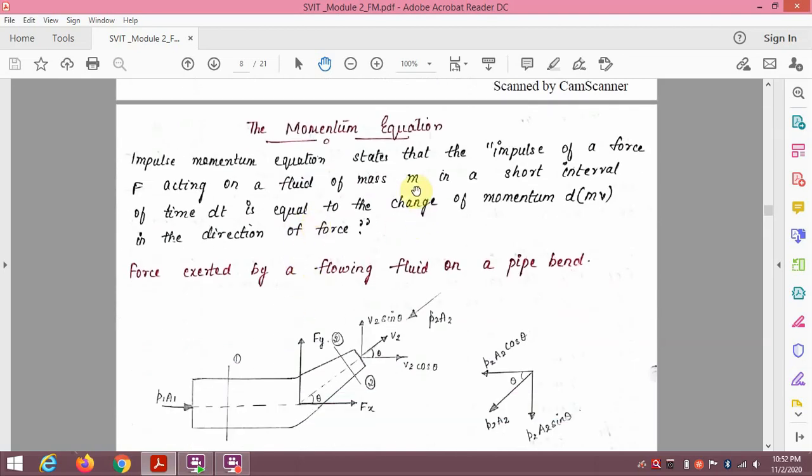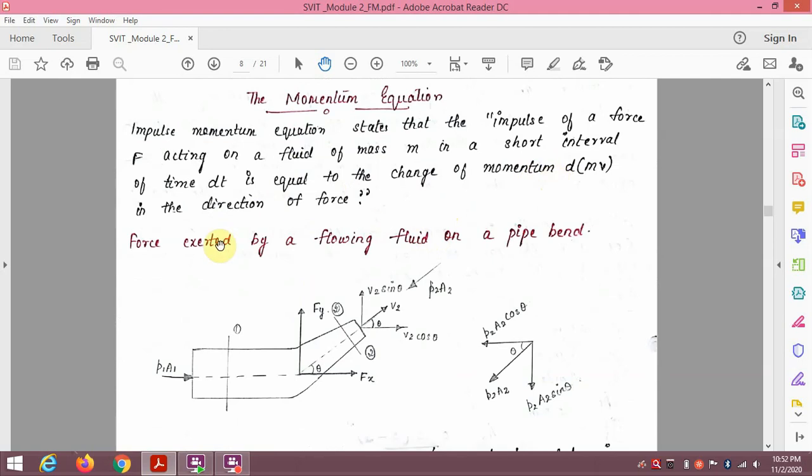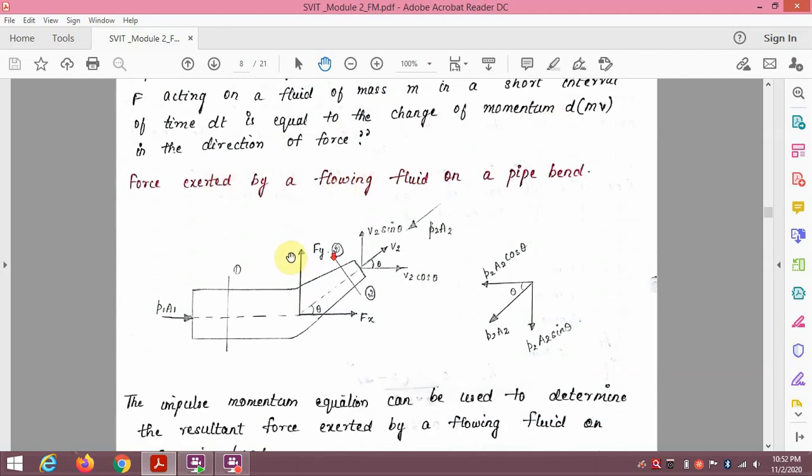Next one, the momentum equation. We know that the impulse momentum equation states that the impulse of the force F acting on a fluid of mass m in a short interval of time dt is equal to the change of momentum, that is d of mv, in the direction of the force.